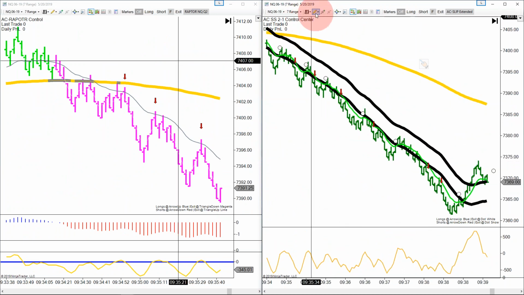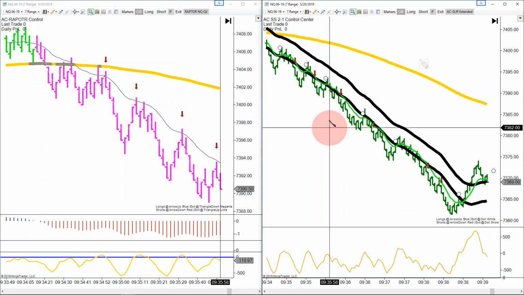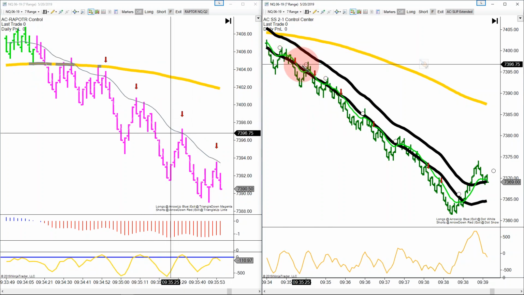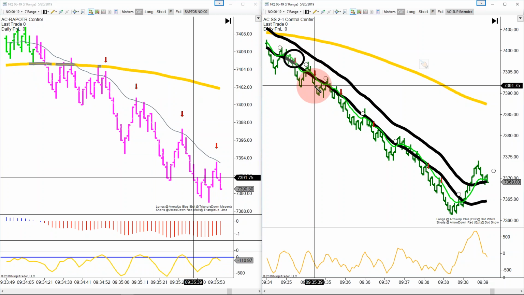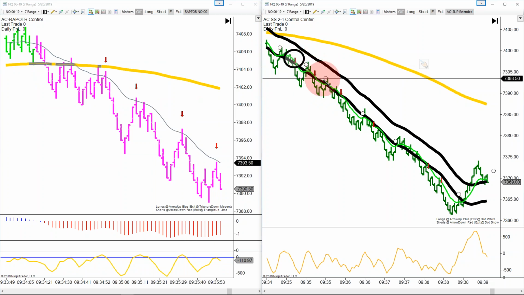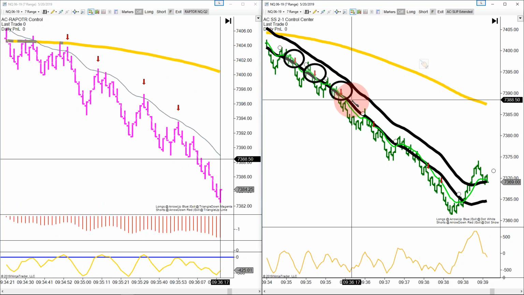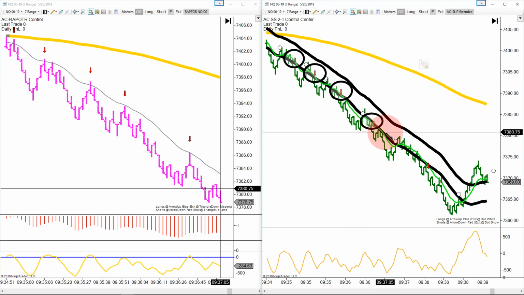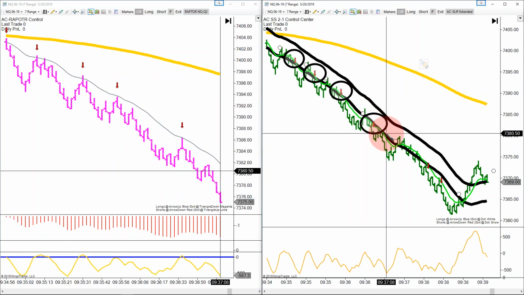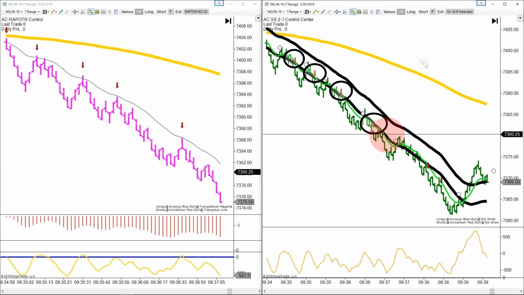Okay. Oh man, look at the Raptor signals. The slipstream signals are okay, but look at the precision. The Raptor signals are getting in at the left-hand most chart. They're getting in at the absolute best prices. You see that? The tips of those moves.